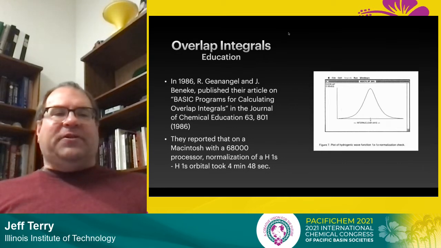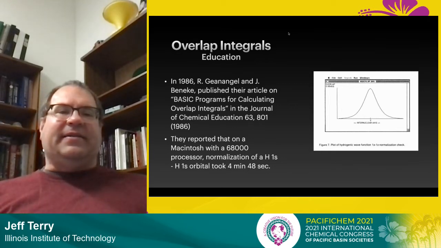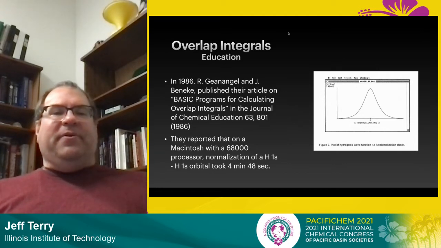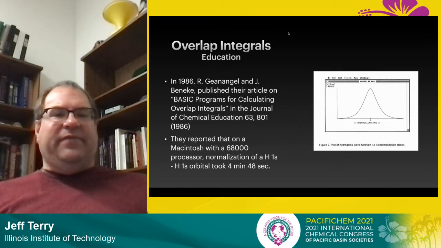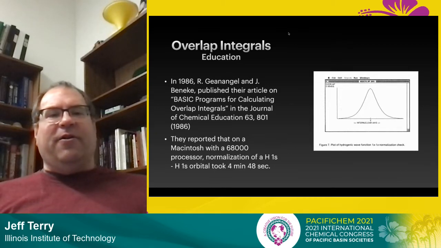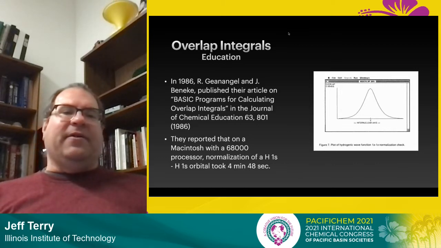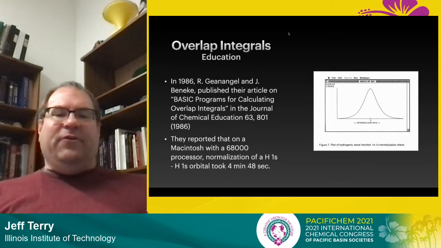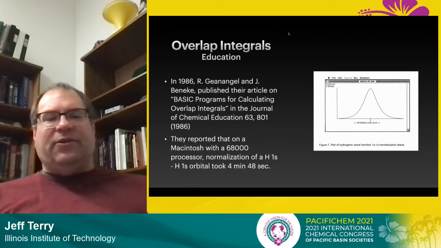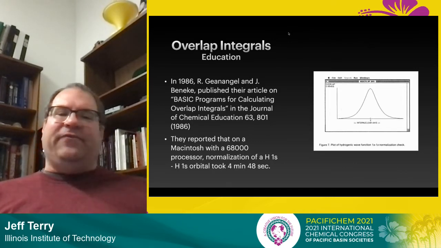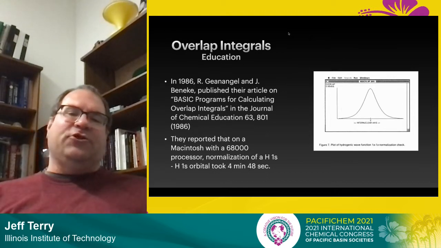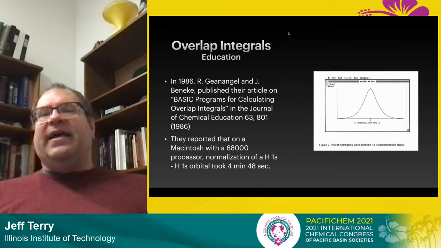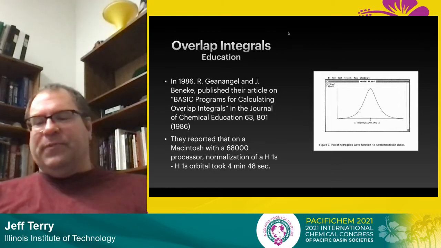Why overlap integrals? Well, in 1986, two people from the University of Houston published an article on basic programs for calculating overlap integrals in the Journal of Chemical Education. And they reported that on a Macintosh with a 68000 processor, normalization of a hydrogen 1s orbital took 4 minutes and 48 seconds. So this is the overlap of a hydrogen 1s with a hydrogen 1s at the same internuclear spacing, which is typically 0.